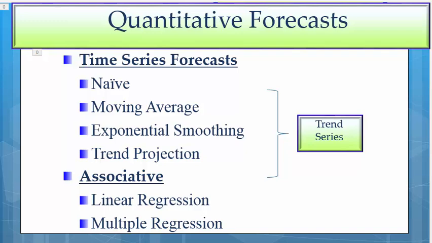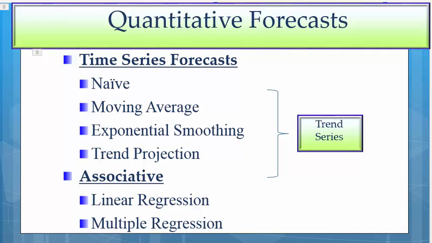Okay, and finally we're going to talk about quantitative forecasting models. So the majority of this class will be focused on these. We're going to start by talking about the naive forecast model. We'll move into moving average, then exponential smoothing, and then trend projection. So these first 4, naive, moving average, exponential smoothing, and trend, are all trend series models. They all have the assumption that they're based on time and that the past predicts the future. So we're going to use these models when we think that time is the best predictor of the future.